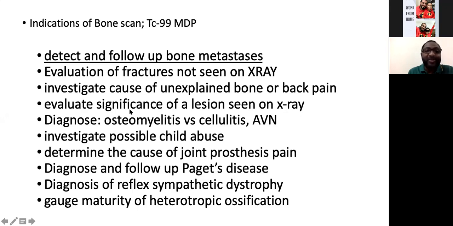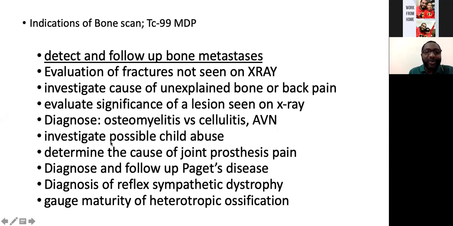Osteomyelitis will require some sort of surgical intervention, whereas cellulitis will probably require just antibiotic therapy. We can use bone scan to evaluate patients with avascular necrosis, particularly sickle cell patients with avascular necrosis of the head or femur. Bone scan has been used previously for investigating possible child abuse.